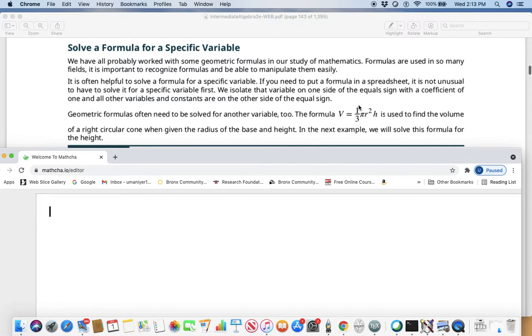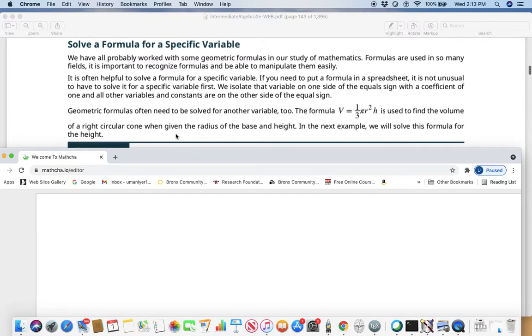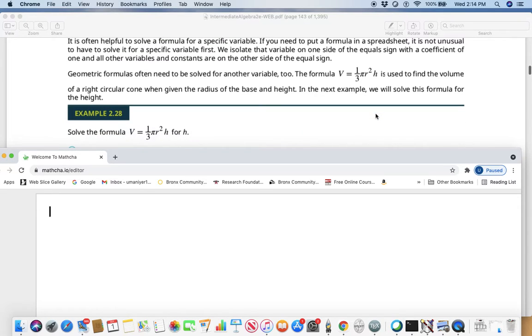For example, V equals 1/3 pi r squared h is used to find the volume of a right circular cone with given radius and height. So here is an example of a formula which includes many variables. That's a variable, that's a variable, that's a variable. So here is a question. You take that formula and solve for h.